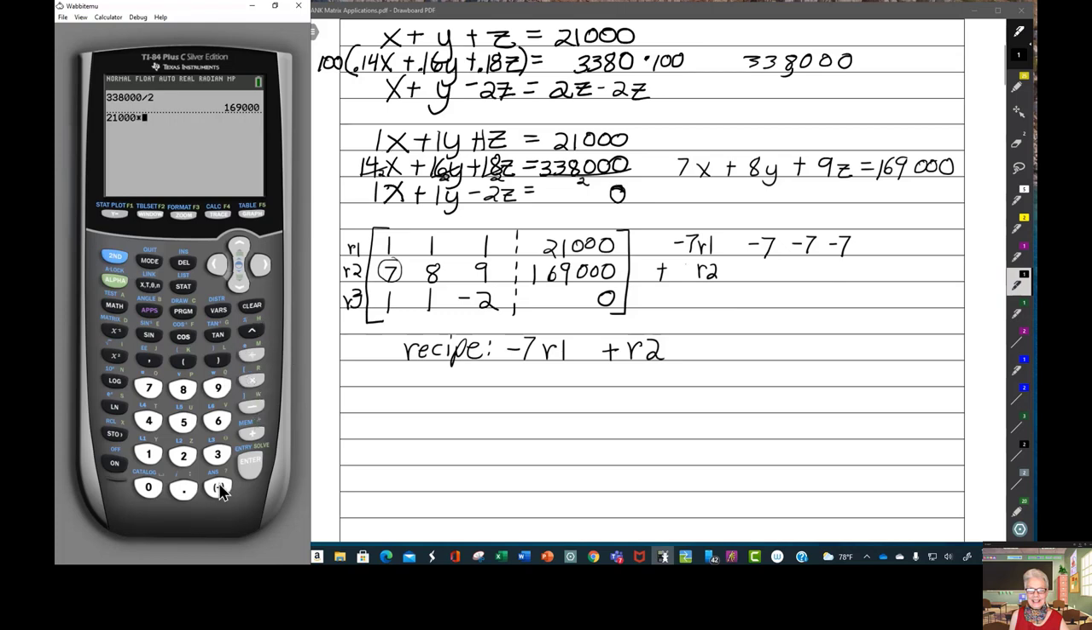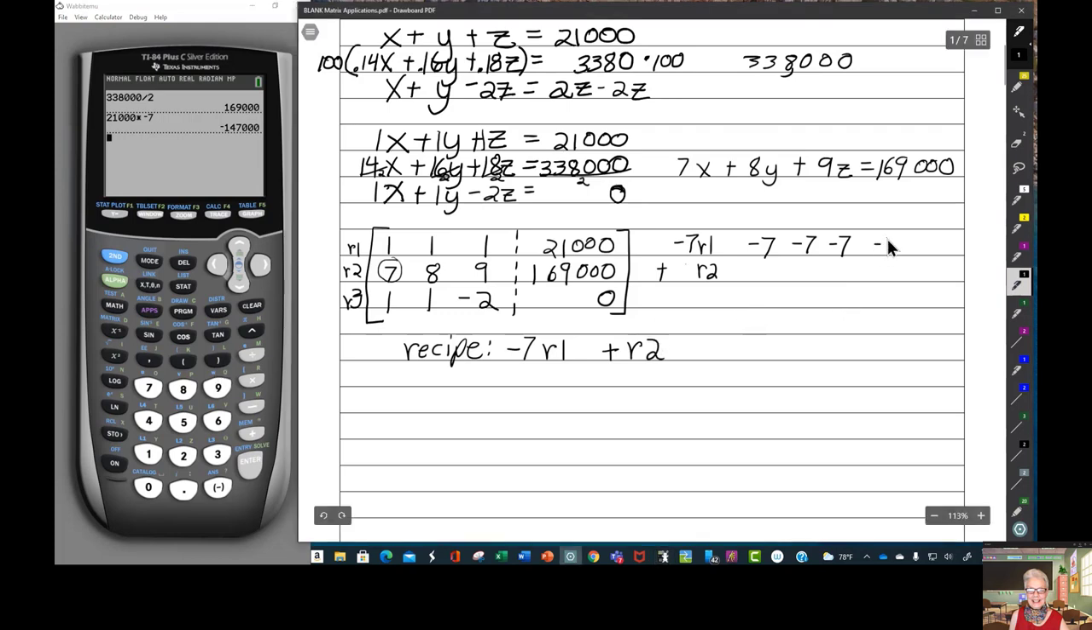is -147,000. Row 2 is 7, 8, 9, 169,000. Now my new row 2, I forgot to write that down because I'm so used to working with the little pre-made sheet. This is going to give us the new row 2.